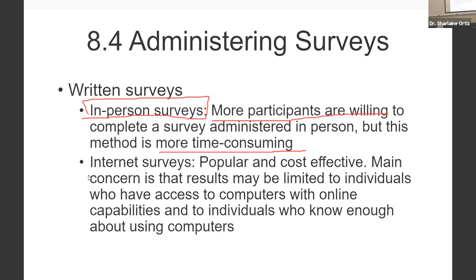Now, let's talk about internet surveys. This is the most popular method currently to impart surveys. Not only that, it's the most cost effective. It is the cheapest way to get the most data.